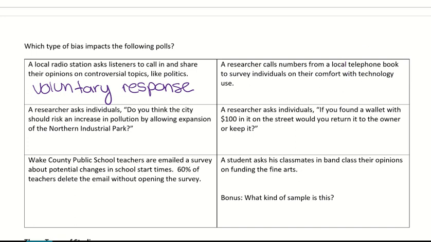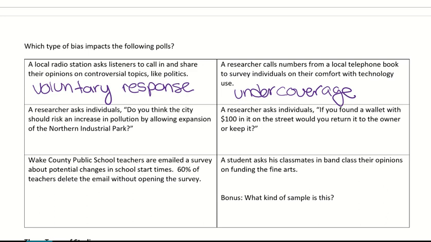But the question is, whose fault is it? Is it the fault of the researcher for leaving people out, or is it the fault of the respondents for being unwilling to answer? In this case, it's the fault of the researcher. So this is undercoverage, because groups of people are literally not being covered.